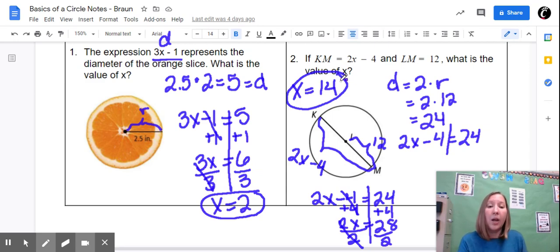All right, I hope that this makes sense. If you have any questions, please ask me for help. Or you can go back, rewatch this, go back to any parts that you were unclear about. From this point, we're going to work on just identifying some parts of the circle and just working with radius and diameter a little bit more. Hope this was helpful, and let me know if you have any questions.